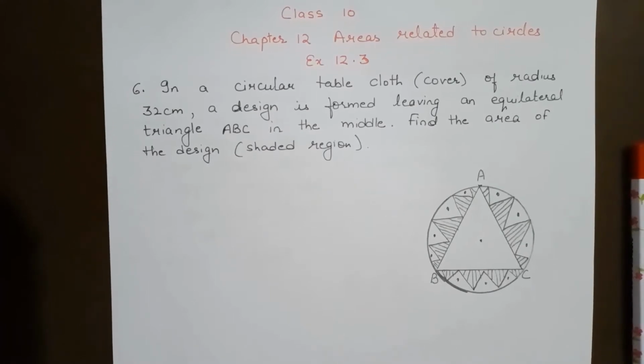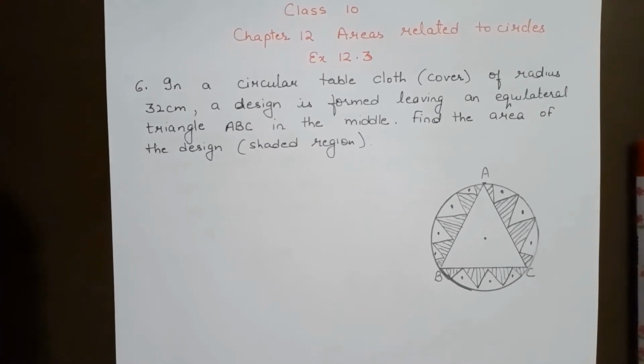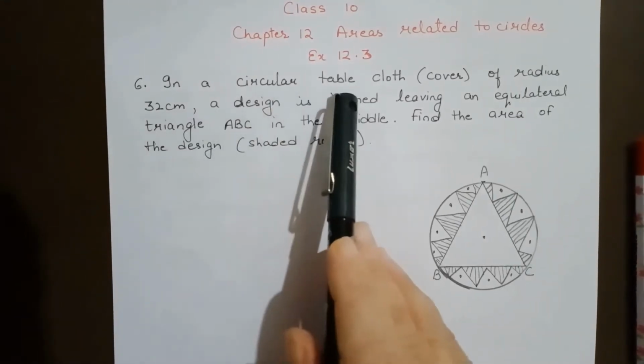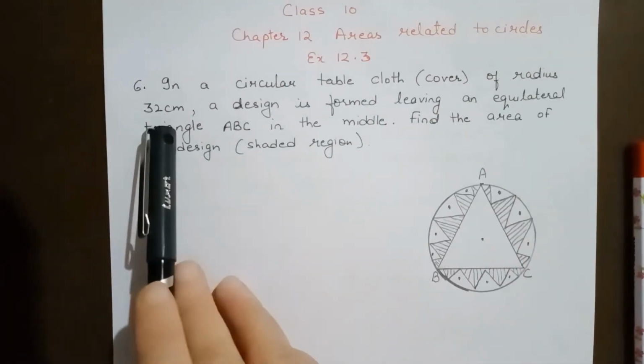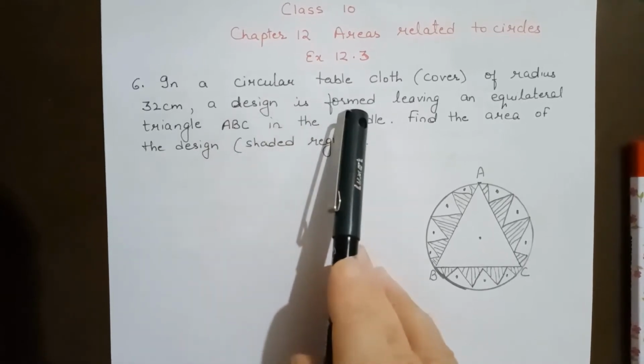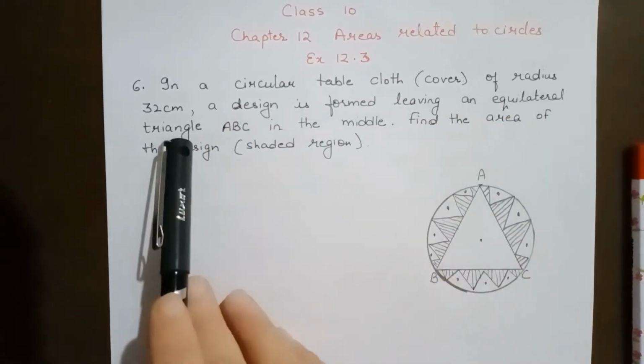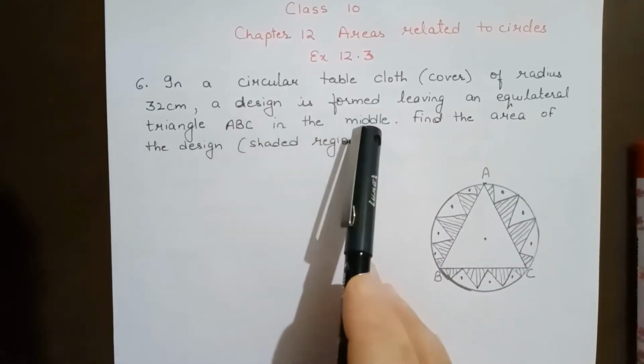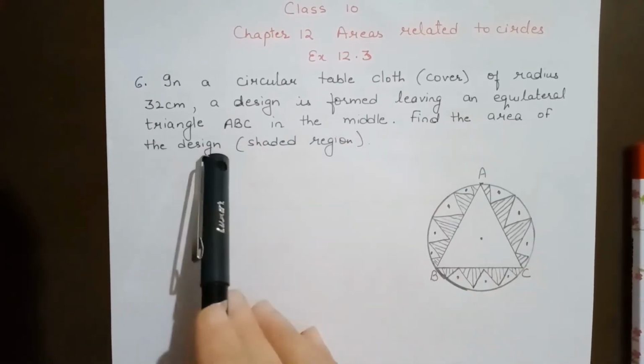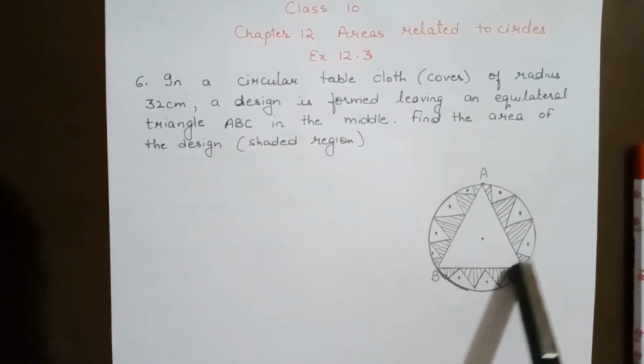Hello everyone, today we will do class 10th chapter 12th, areas related to circle. In a circular table cover of radius 32 cm, a design is formed leaving an equilateral triangle ABC in the middle. Find the area of the design. You have to find the area of this design.